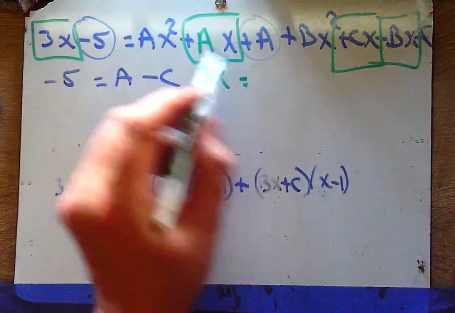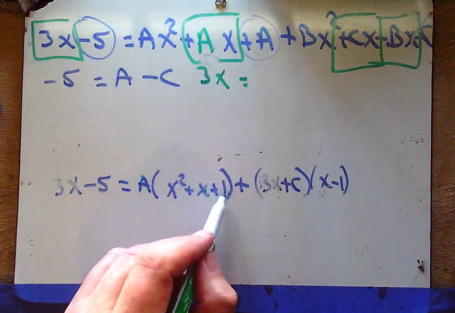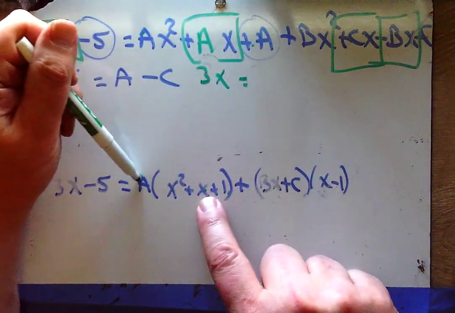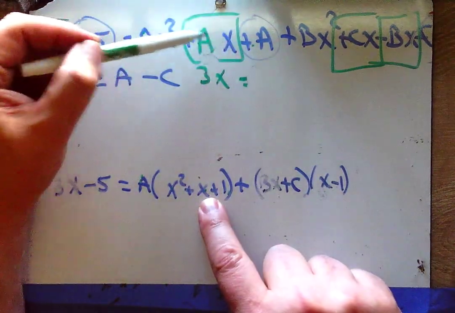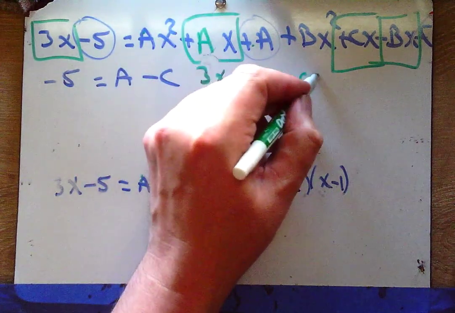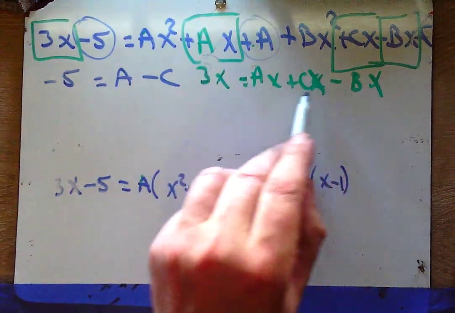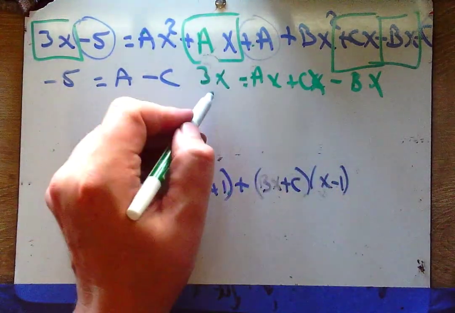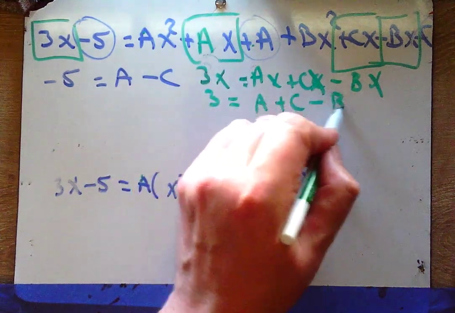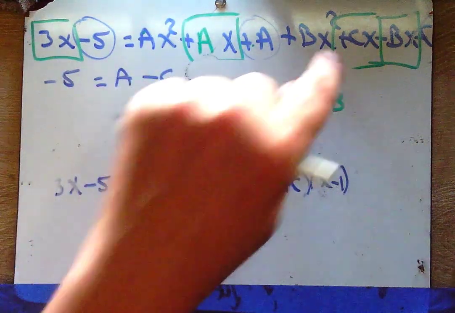That was bad distributing, foiling on my part. Because remember, that came from this times each of these. There's the ax squared, there's the a, but what about here? It's a times x, and so that needs to be ax. So I get ax plus cx minus bx. And I could divide everywhere by x and be left with 3 equals a plus c minus b. Fabulous.